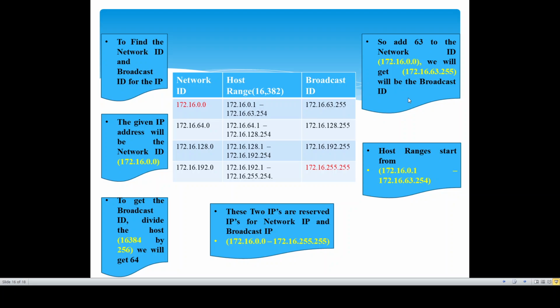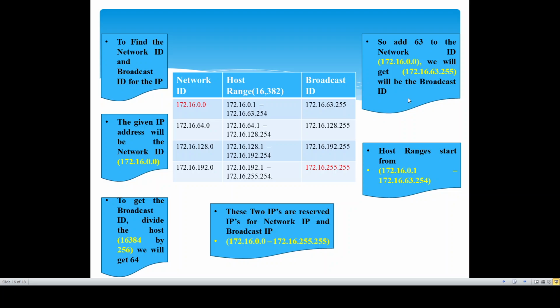172.16.63.254. Why? Previously I said we will be able to connect only 256 devices per octet, but we have 16,384 devices. So 16,384 devices divided by the total number of devices, 256, gives us 64. So that 64 will be the block size for each subnet.